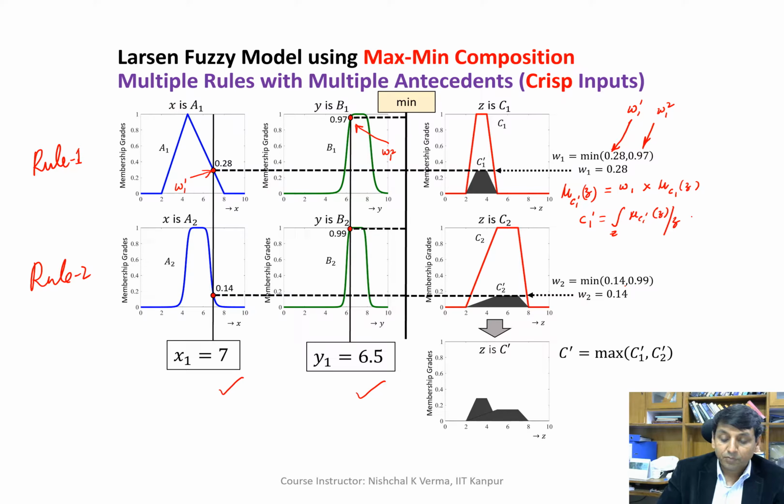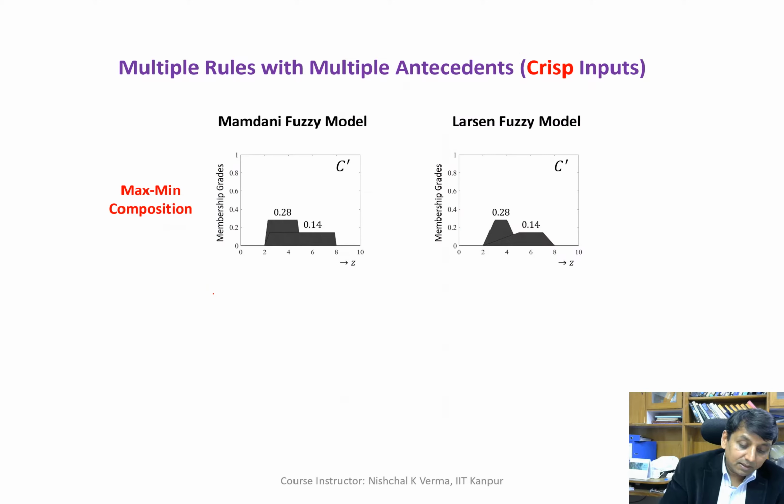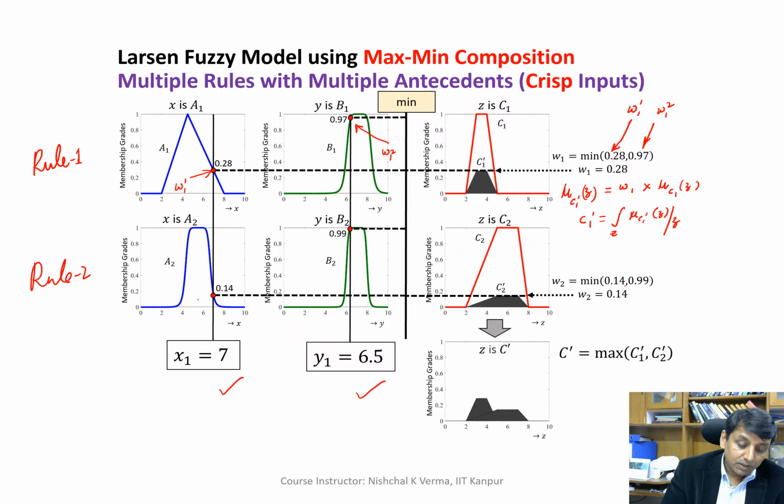So similarly, when we apply the same crisp inputs to the rule number 2, here we get W21 as 0.14 and W22 as 0.99. So since we are taking the max min composition, the minimum of the two will be 0.14.